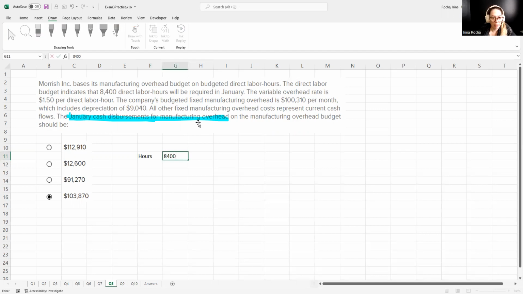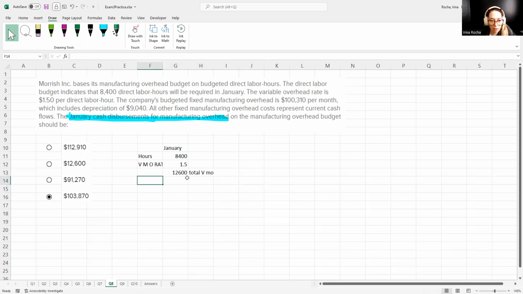We have 8,400 direct labor hours required in January. And we know the manufacturing overhead rate is based on this, right? The variable overhead rate is 1.50 per direct labor hour. So the variable portion of my manufacturing overhead is the number of hours times my rate. This is my total variable manufacturing overhead. That's not the question yet.